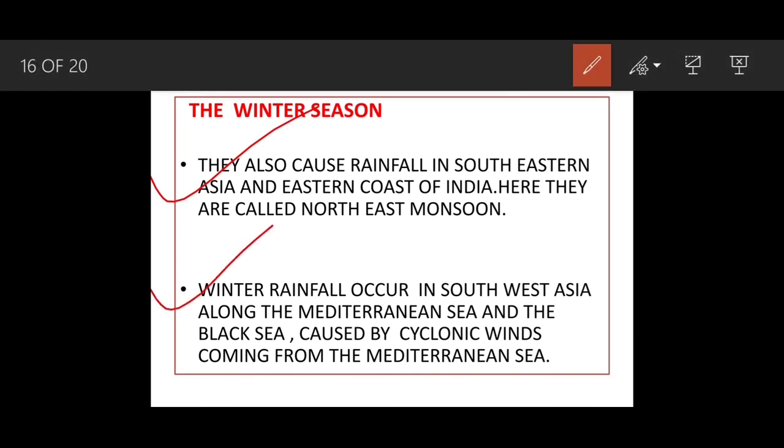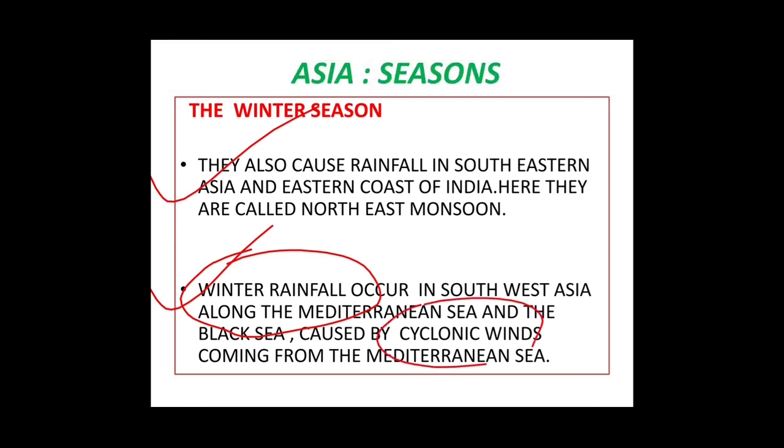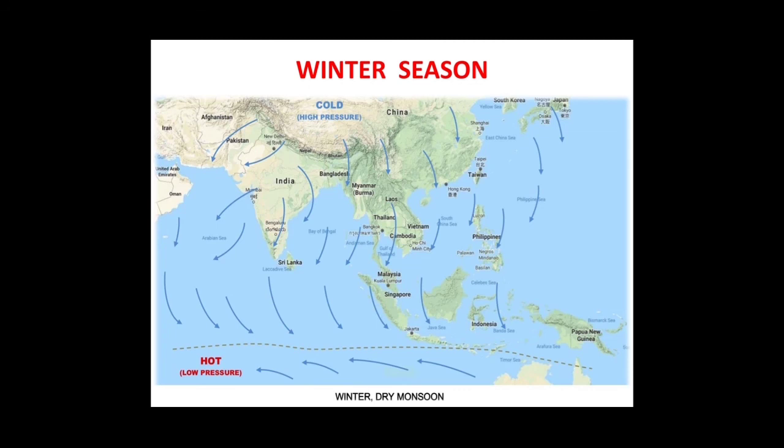Let's proceed. See the next point. Winter rainfall occurs in Southwest Asia along the Mediterranean Sea and Black Sea, caused by cyclonic winds coming from Mediterranean Sea. So now children, you have to know about winter rainfall. Winter rainfall also occurs in Asia, in the southwestern part of Asia along the Mediterranean Sea and the Black Sea, and this is caused by cyclonic wind. So let's understand this.